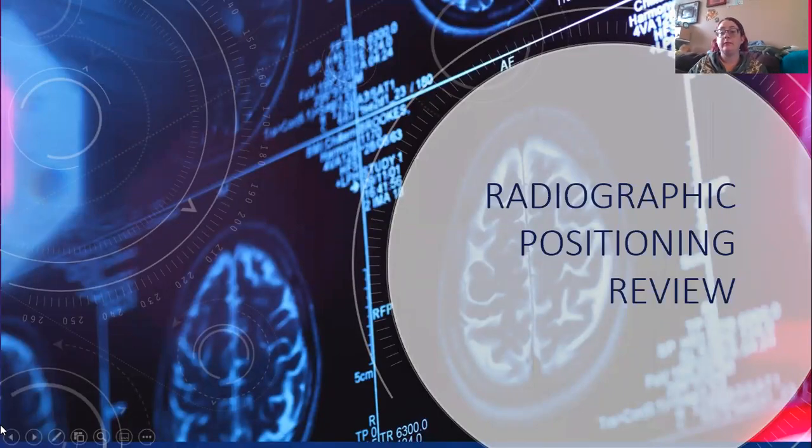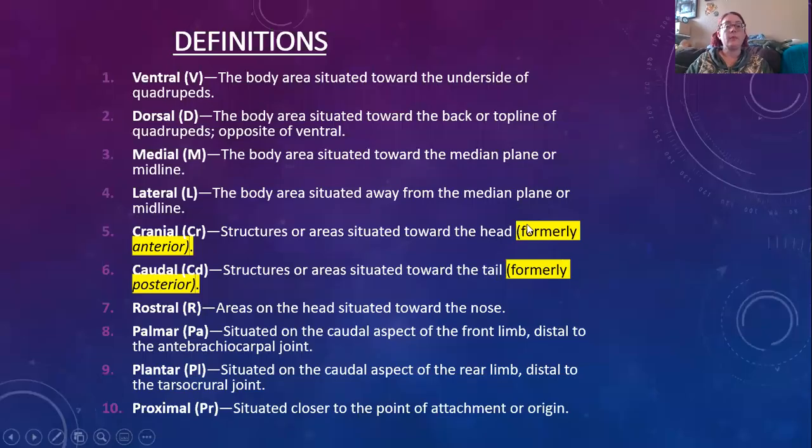Radiographic positioning, VTNE, and final exam review. Understanding the different body planes is going to be a very important thing as you prepare for the VTNE.